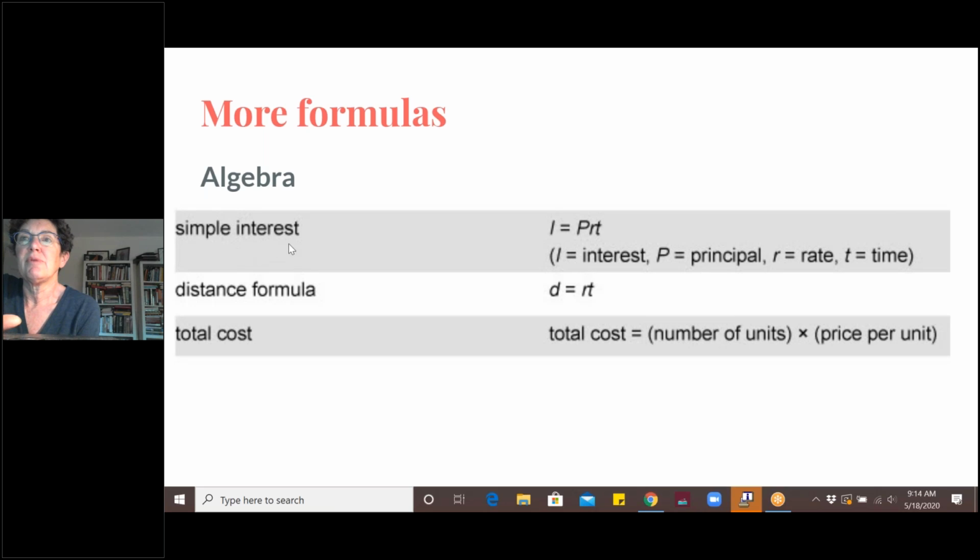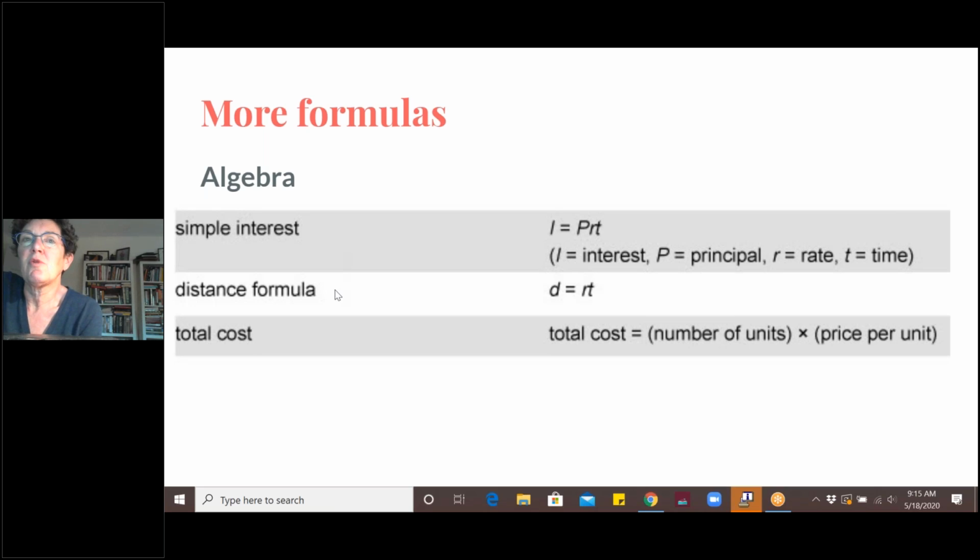We have simple interest, and that is talking about either when you have money in the bank and the bank is paying you to keep your money there, or when you've taken out a loan and you are going to pay the bank or the loaner some money for lending you the original money.